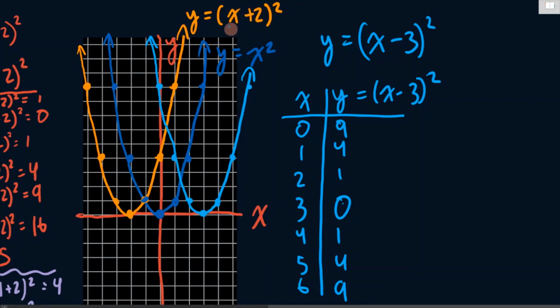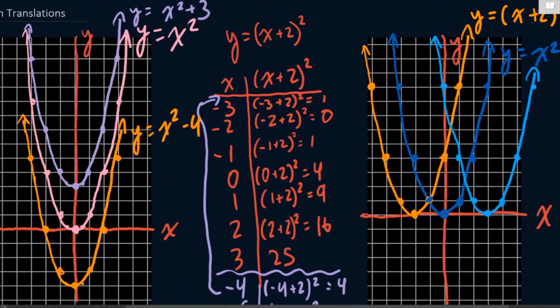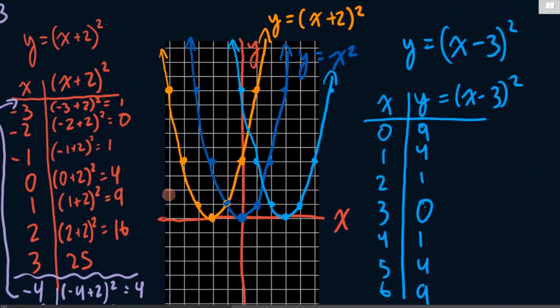Inside the dojo with x, we got a plus 2. So what's the yin to the yang of plus 2? Well, the inverse of plus 2 is minus 2. So x is going to minus 2 to compensate. And in our next video, we're going to learn how to put these vertical and horizontal translations together.